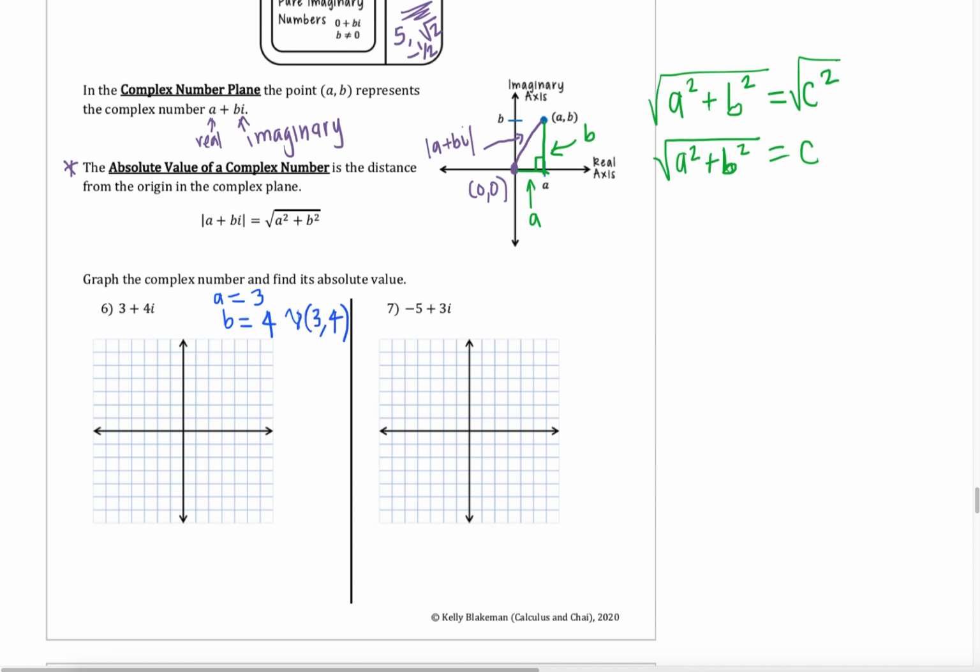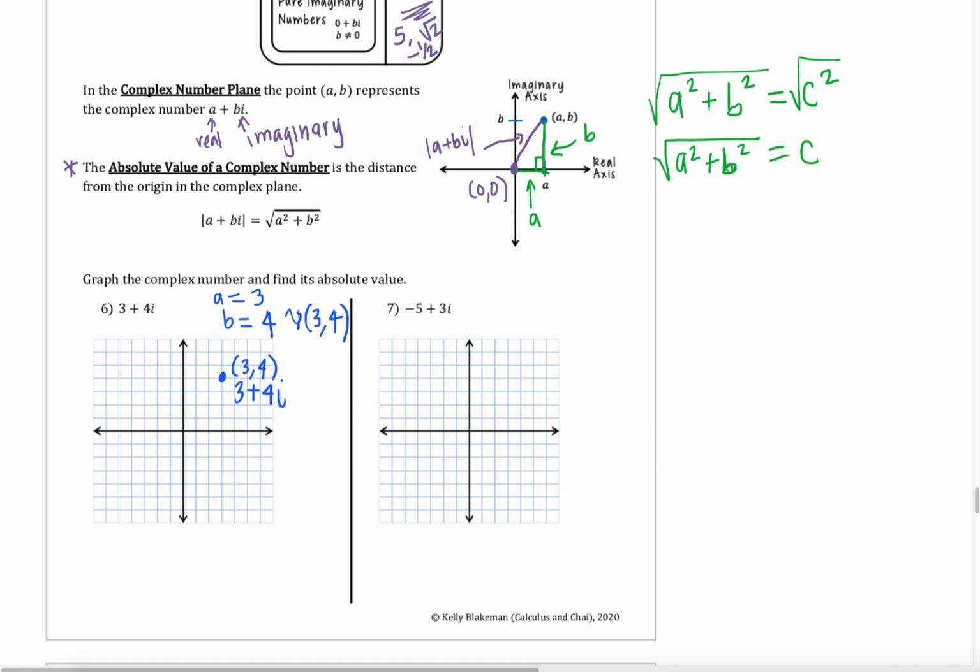So for me to graph the complex number 3 plus 4i, I want to plot the point (3, 4) on our graph. So starting at the origin, I'd go to the right 3, and then I'd go up 4, and I'd put my dot right here. So this coordinate pair (3, 4) is representing that complex number 3 plus 4i. And that's exactly how we graph complex numbers.